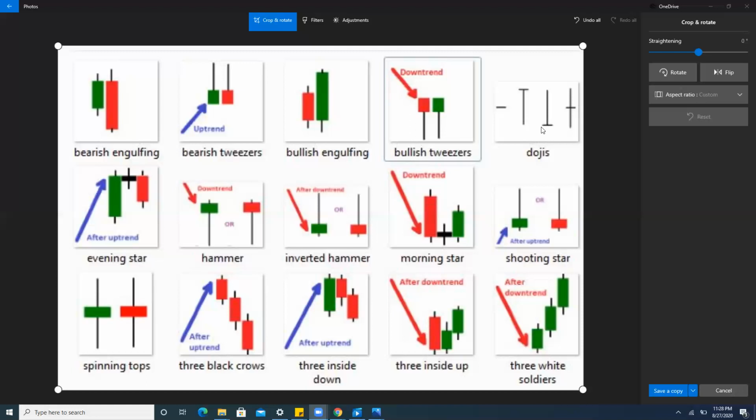Dojis are formations that usually mean neutral, but there are some dojis that can also mean a reversal in the market. If we look at this doji, you hardly ever see a doji like this, but this means that there's absolutely nothing going on in the market. There are no buyers or sellers present. When I see that, it lets me know that it's not time to trade that pair.